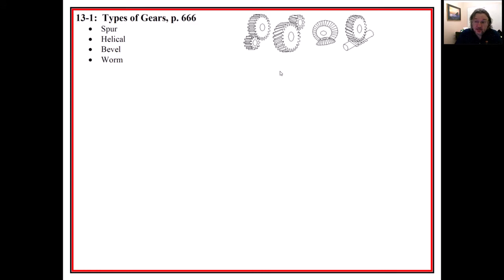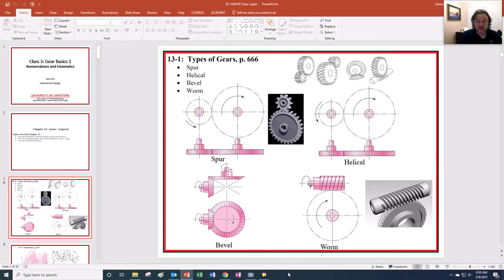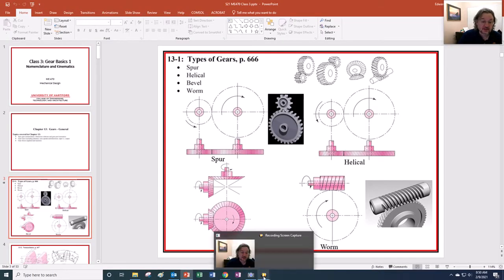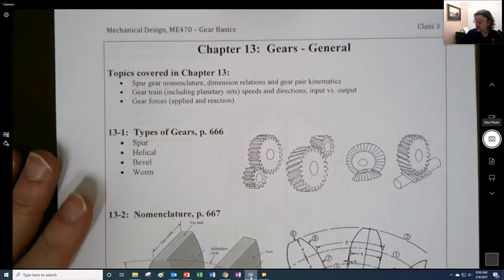So we start out with the types of gears, and I'm going to switch to looking at my document camera and going through the prepared notes. So let's switch over, and I have a lot of demos to go through here. So right here. Okay.